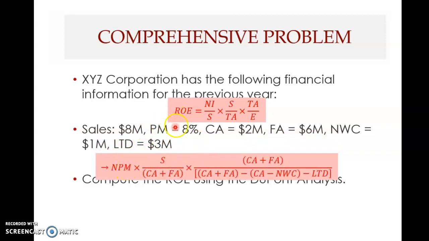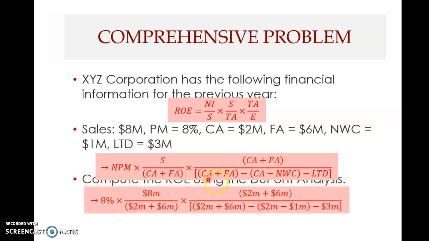So you expand this. Net income over sales is net profit margin, that is given here directly in percentage terms. So this is 8%. Sales is given. Now total assets is a combination of CA and FA, current assets and fixed assets. So TA, or total assets, is current assets plus fixed assets. Now equity is derived as total assets minus current liability minus long-term debt. CA minus NWC is current liability.